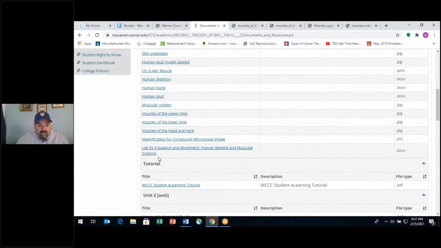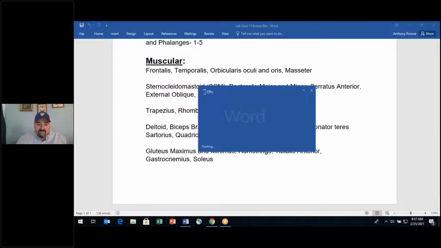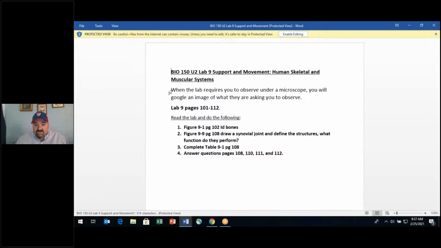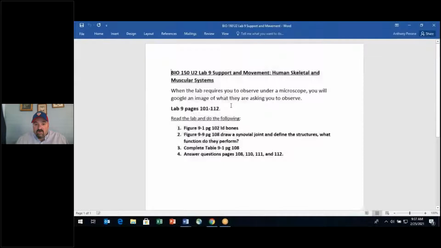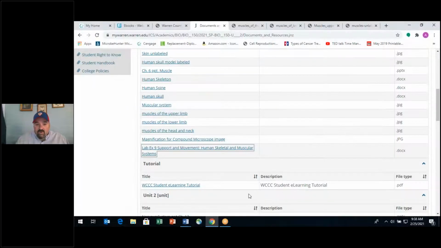We also have here lab exercise 9, support and movement, human skeletal and muscular systems. You'll click on this, and this is going to be a Word document of just the information that I just shared with you all in coursework as far as what will be done. I'm going to go over this with you all in just a moment as we look at the lab manual itself. But that's what's going to be due next week.